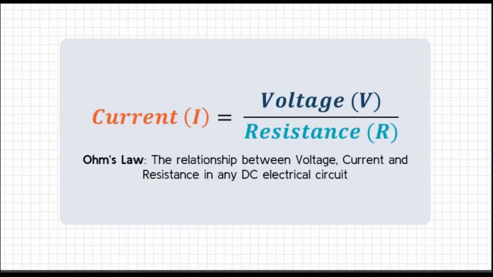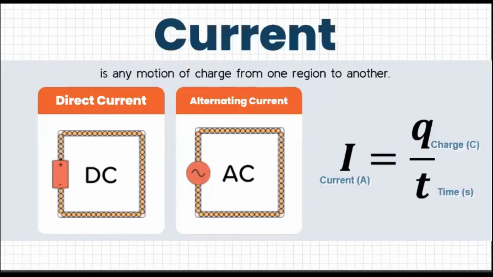Current is described as any motion of charge from one region to another. We have two types of current, direct current and alternating current. DC current is used for small voltage rating gadgets or appliances, while alternating current is used on a large scale basis, for example, a residential area, a manufacturing company, and etc.